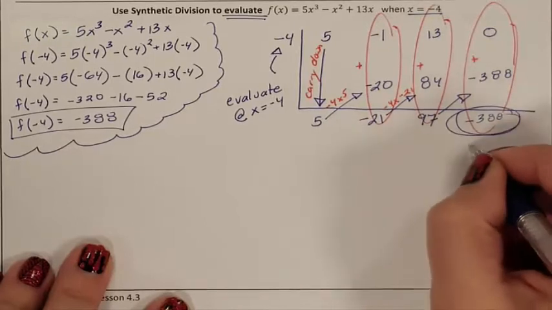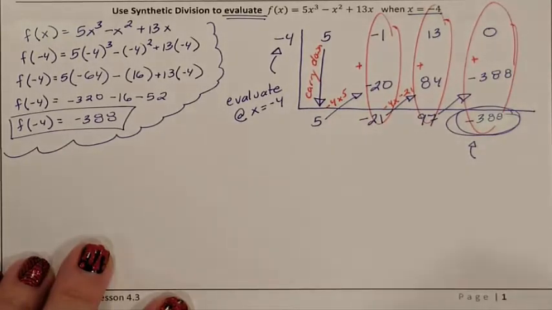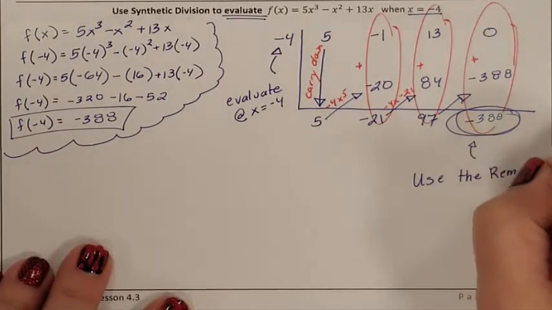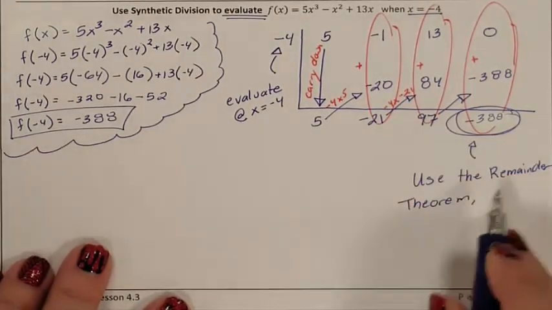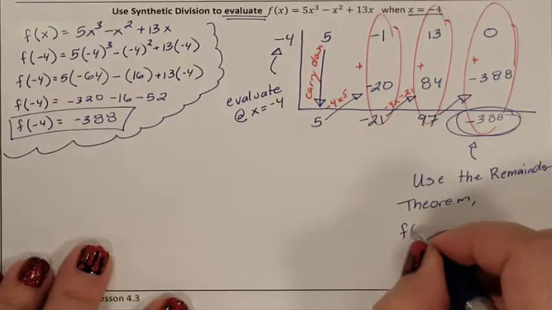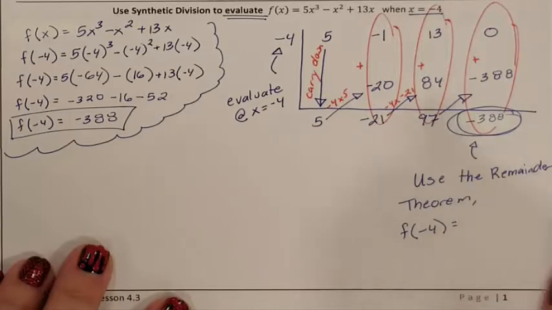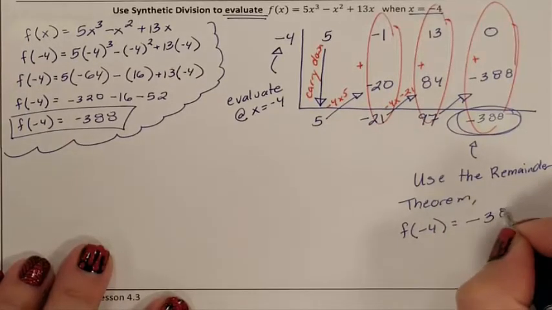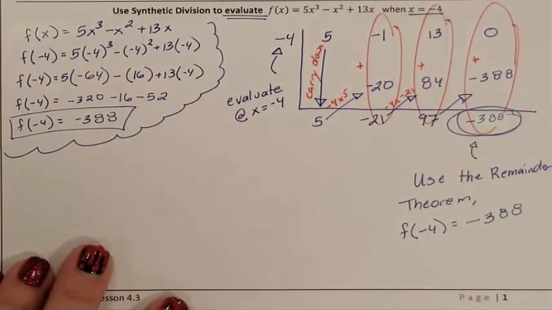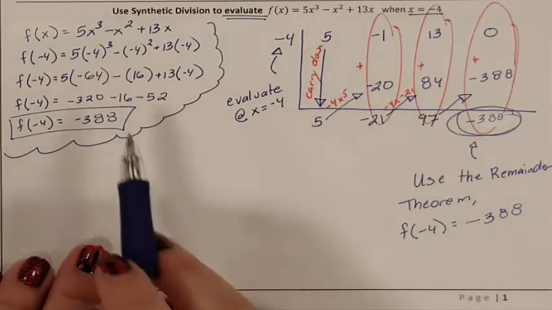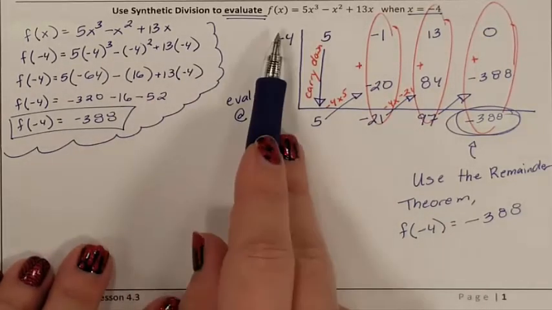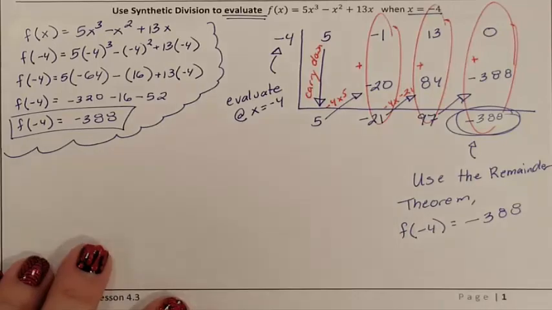So the remainder is actually your evaluated-at answer. The remainder theorem says you evaluated at -4, and when you evaluated at -4, you got the answer -388. That's what synthetic division allows us to do. So you can evaluate the middle school way, or you can evaluate the Algebra 2 way using synthetic division.